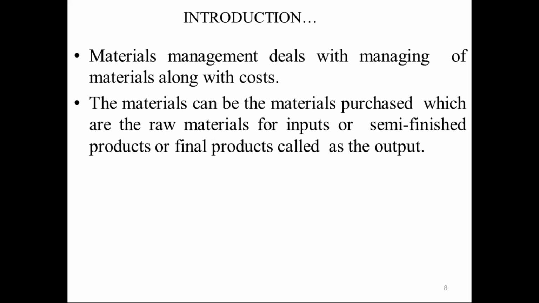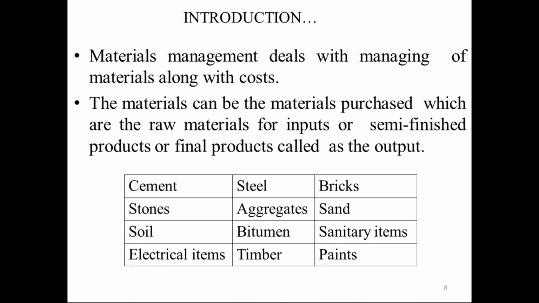Materials management deals with managing the materials along with the cost. The materials can be the materials purchased, which are the raw materials for inputs, or semi-finished products, or final products called the output. These are the different materials which are being used at the construction site: cement, steel, bricks, stones, aggregate, sand, soil, bitumen, sanitary items, electrical items, timber, and paints.